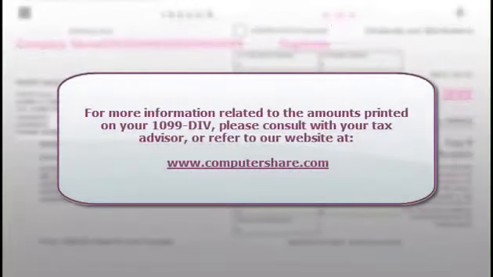For more information related to the amounts printed on your 1099 DIV, please consult with your tax advisor or refer to our website at www.computershare.com.